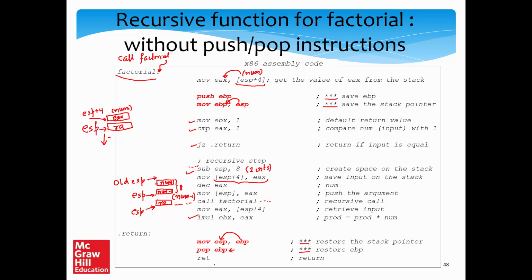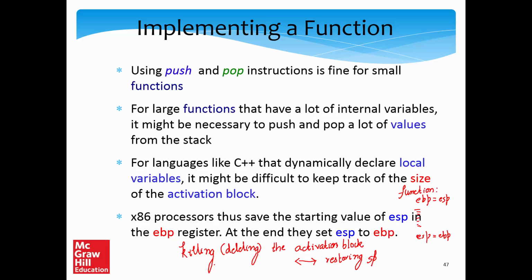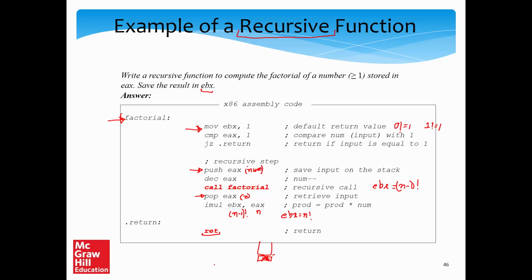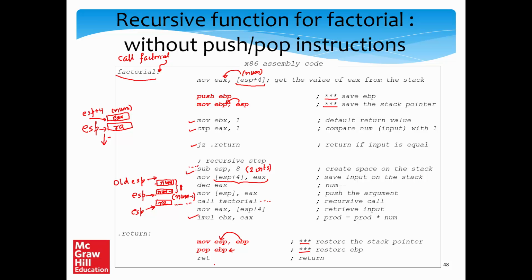So in a nutshell, what did we achieve? This program is exactly the same as this program, right? But here the only difference is we are not using push and pop instructions. Instead, we are explicitly managing the stack. So in terms of hardware performance, it will not be any different because push and pop instructions actually encapsulate a lot of functionality. So the main magic lies here: we create an activation block with space to store 2 integers.